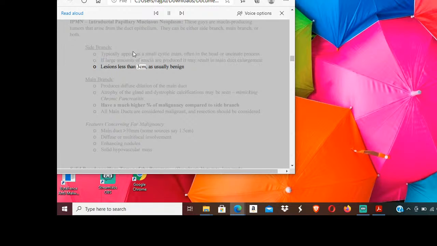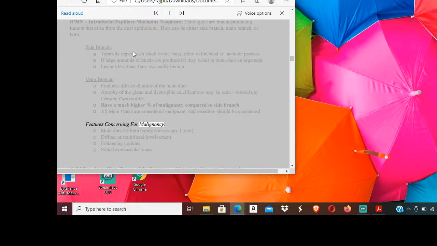Lesions less than 3 cm are usually benign. Main branch IPMN produces diffuse dilation of the main duct. Atrophy of the gland and dystrophic calcifications may be seen, mimicking chronic pancreatitis. Main branch IPMNs have a much higher percent of malignancy compared to side branch. All main duct IPMNs are considered malignant, and resection should be considered.